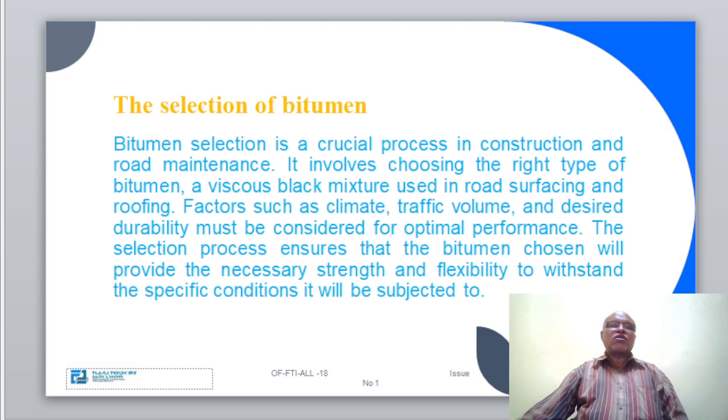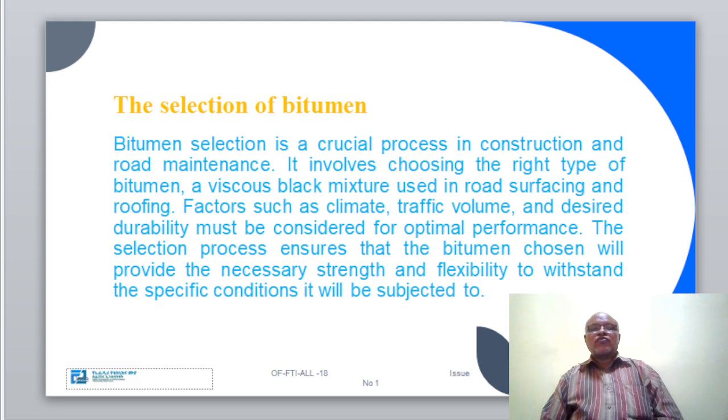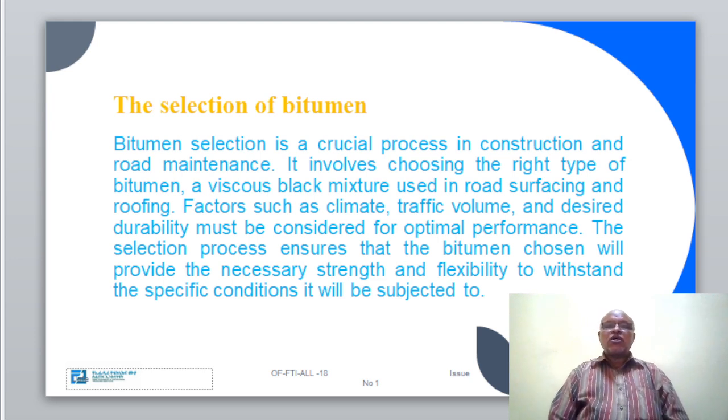Factors to be considered: climate and environmental conditions. The climate of the region where the pavement will be constructed greatly influences the choice of bitumen. For cold regions, a softer grade of bitumen is preferred to ensure flexibility in low temperature. In hot climates, a harder grade of bitumen is chosen to resist deformation under high temperature.